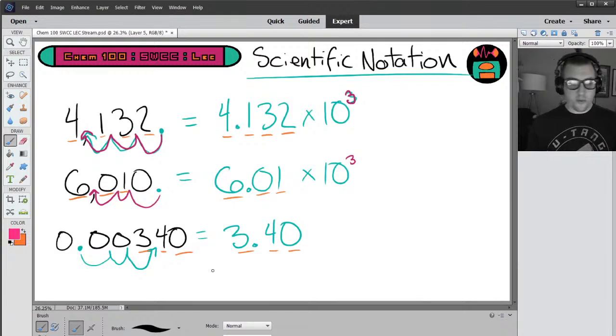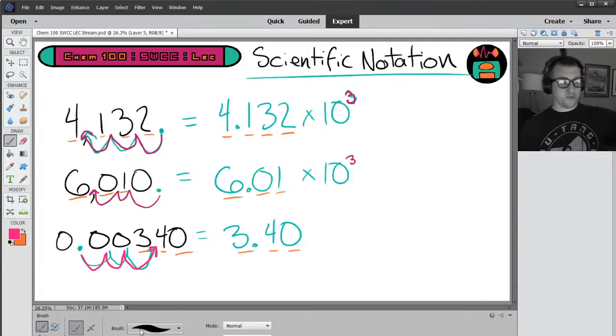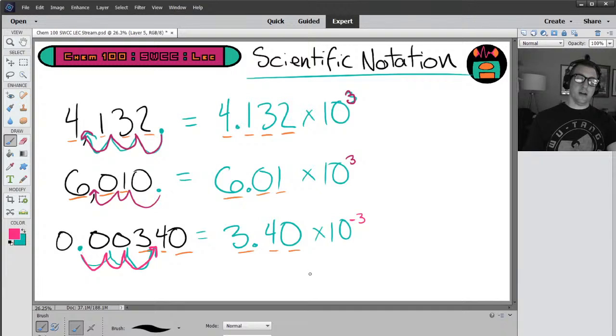But you'll notice here that we moved the decimal in the opposite direction, right? We moved it to the right. So this would be 3.40 times 10 to the negative third. All right. Because 0.00340 doesn't equal 3.4, it equals 3.40 times 10 to the negative third. So when you move the decimal place to the left, you'll get a positive exponent. When you move it to the right, you get a negative exponent when you're writing in scientific notation.